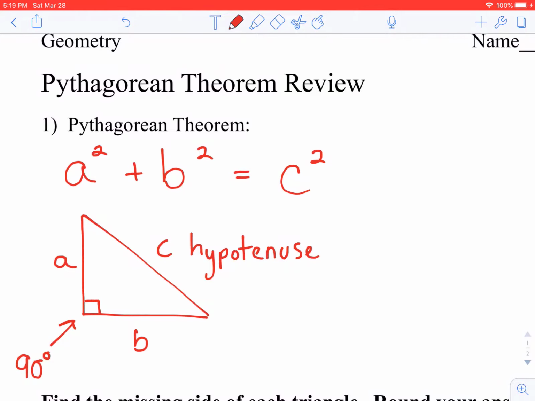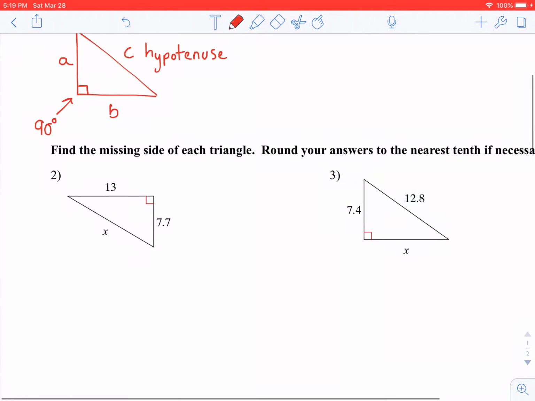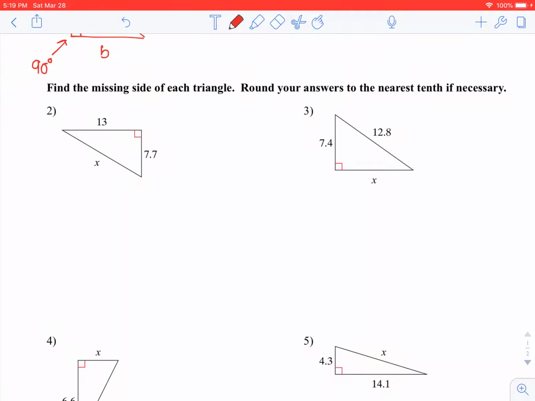So if we don't know one of the sides in a right triangle, we can use this theorem to solve for it. You'll need to know how to raise things to the power of 2 and also how to take square roots. I'll show you how to do that in just a moment. So let's read the instructions here. I'm going to do 4 examples. It says find the missing side of each triangle. Round your answers to the nearest 10th if necessary.